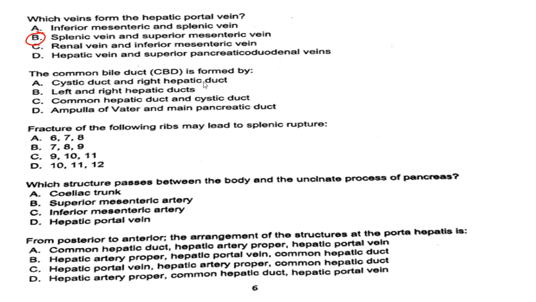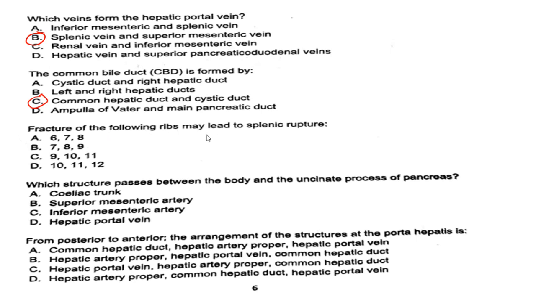The common bile duct is formed by A. Cystic duct and right hepatic duct. B. Left and right hepatic duct. C. Common hepatic duct and cystic duct. D. Ampulla of Vater and main pancreatic duct. So the answer here is just C, which is the common hepatic duct and cystic duct.